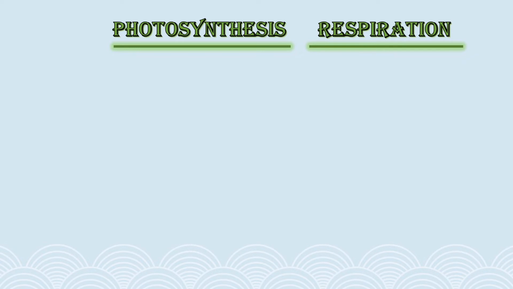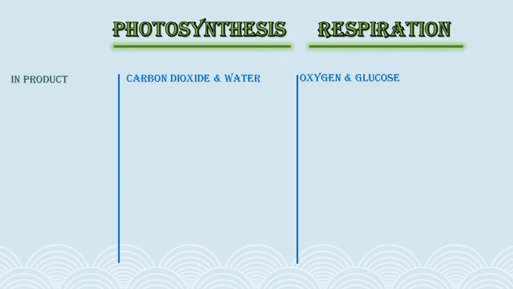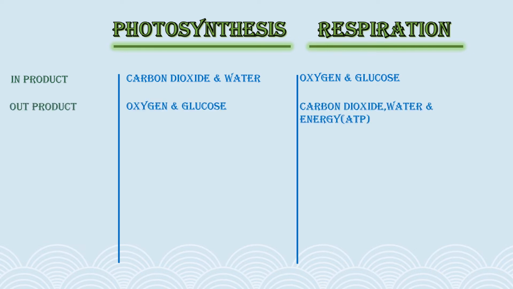Let's see the differences between photosynthesis and respiration process. The end products for photosynthesis are carbon dioxide and water, whereas for respiration they are oxygen and glucose. The output products are oxygen and glucose in photosynthesis process, whereas in respiration they are carbon dioxide, water and energy ATP.